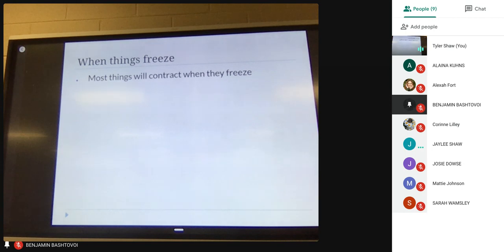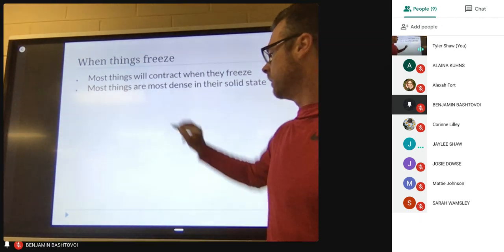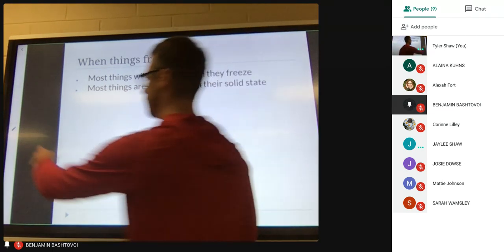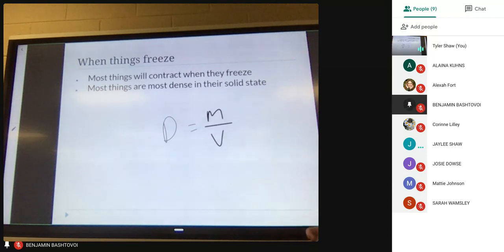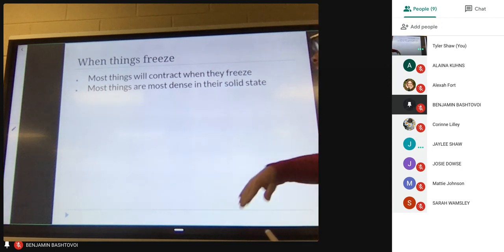Most things will contract when they freeze. Okay. So most things actually get smaller when they get colder and freeze. And so what this means is that most things are most dense in their solid state. So if you guys remember back in Mrs. McCarville, density is equal to mass over volume. Basically, the idea is if this number gets smaller, then that number gets bigger. So in general, most things are most dense in their solid state.